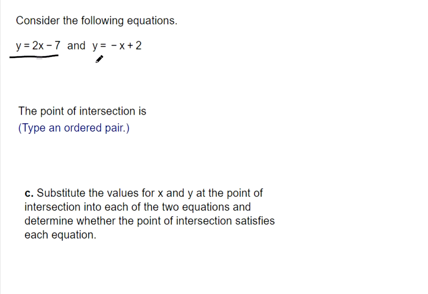So this first equation that I have underlined, the y-intercept is the number all by itself, so that means it's going to cross at -7 on the y-axis. So here's my dot at -7. And then the slope is 2.